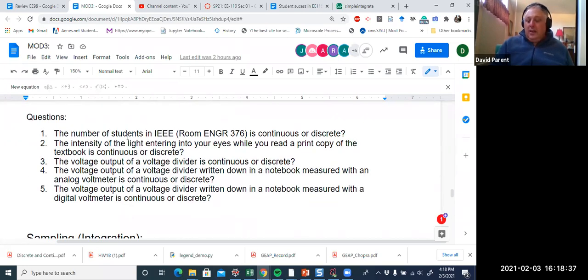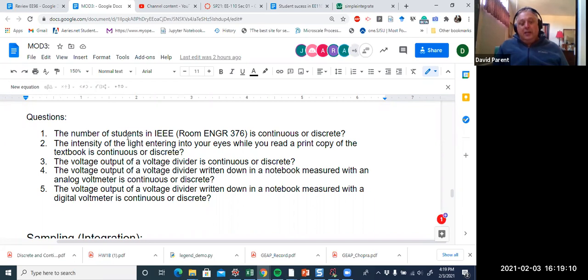And then some questions. The number of students in a room, is that a continuous number or discrete? Well, we're all each a person, and a person is a person no matter how small. So the number of students in a room is discrete.